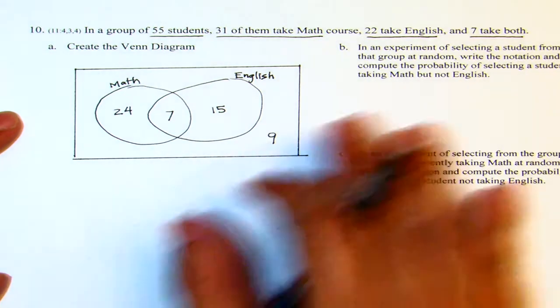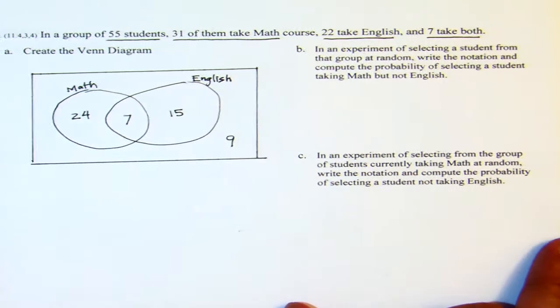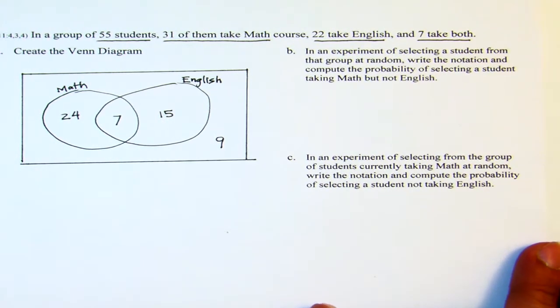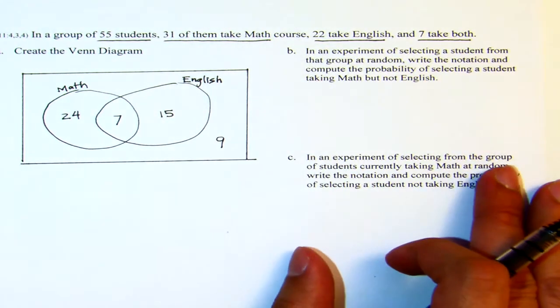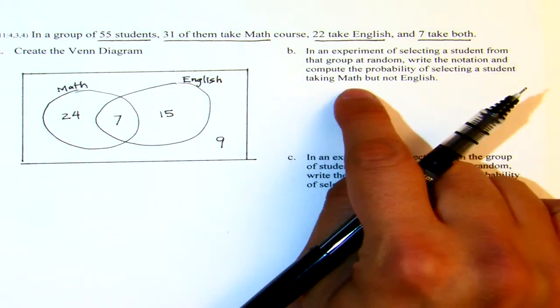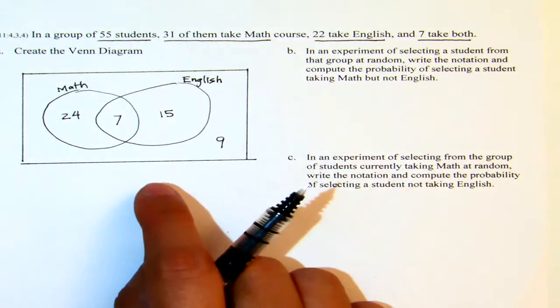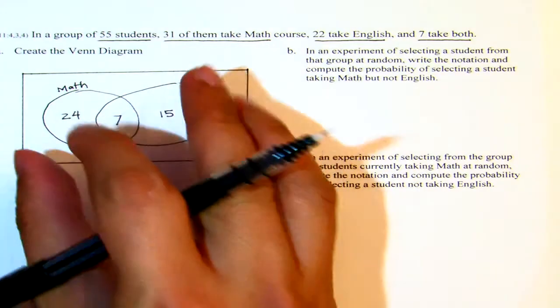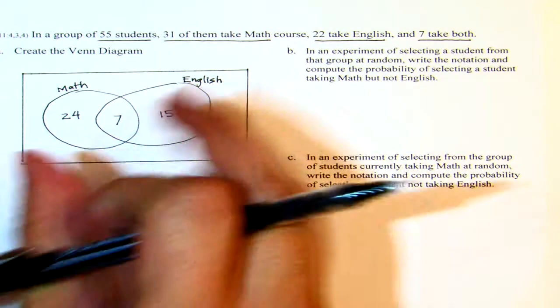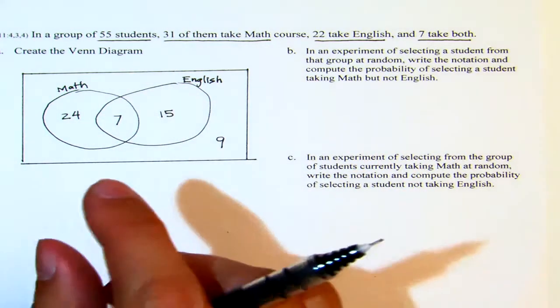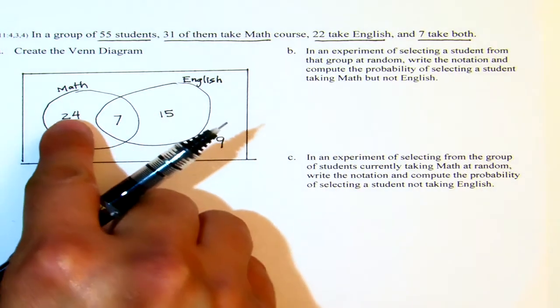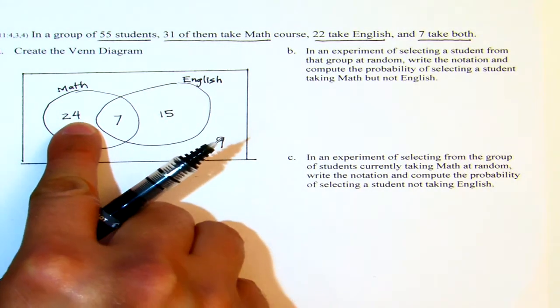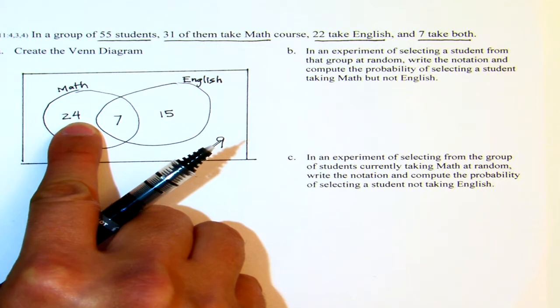Okay, now in part B, the question is: in an experiment of selecting a student from that group at random, write the notation and compute the probability of selecting a student taking math but not English. Basically, we need to find the probability that if we pick one student at random from these 55 students, we happen to pick somebody from the group of those taking math but not English.